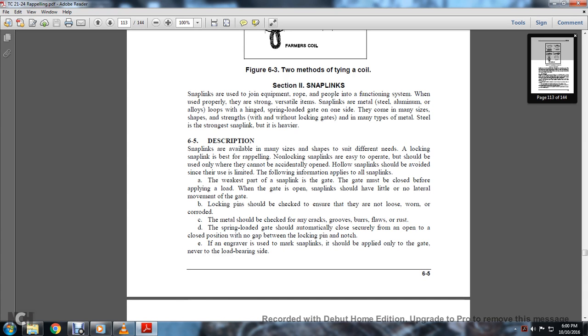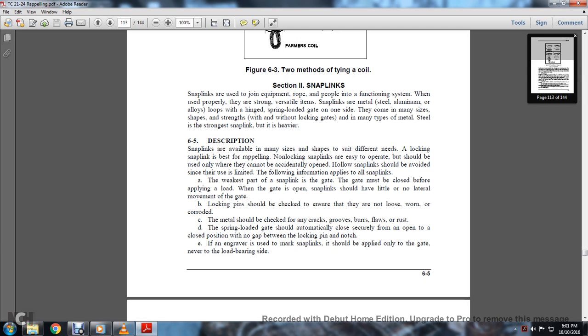The locking snap link is best for rappelling. Non-locking snap links are easier to operate but should be avoided. They should be used only when they cannot be accidentally opened. Hollow snap links should be avoided since their use is limited. The following information applies to all snap links.